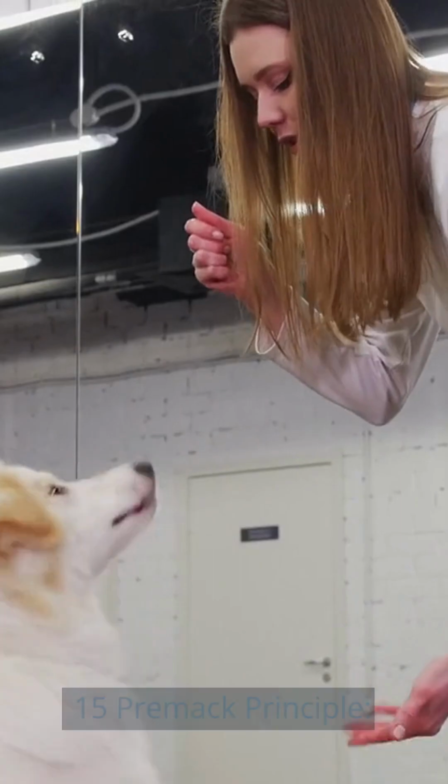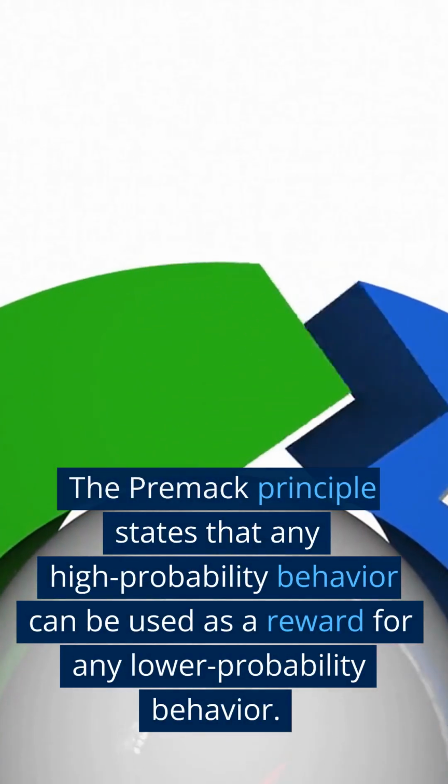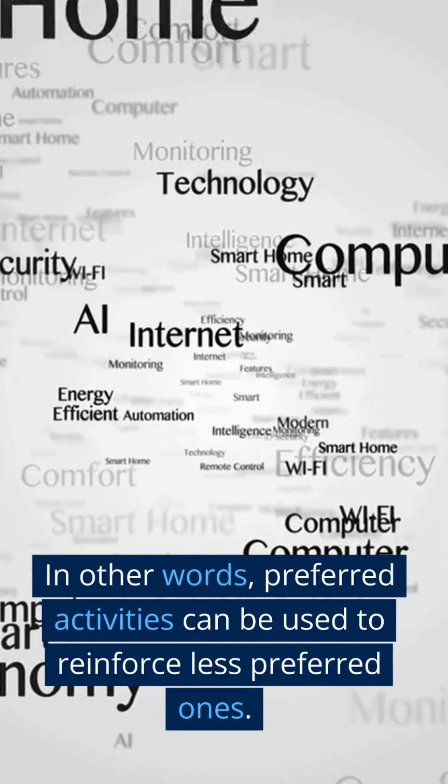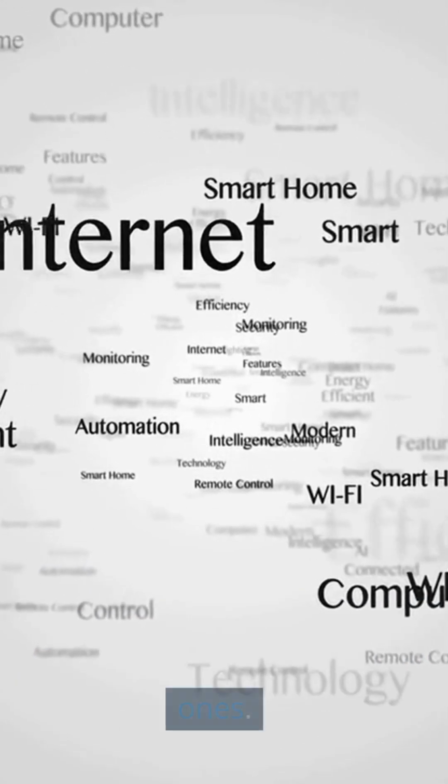15. Premack principle. The Premack principle states that any high probability behavior can be used as a reward for any lower probability behavior. In other words, preferred activities can be used to reinforce less preferred ones.